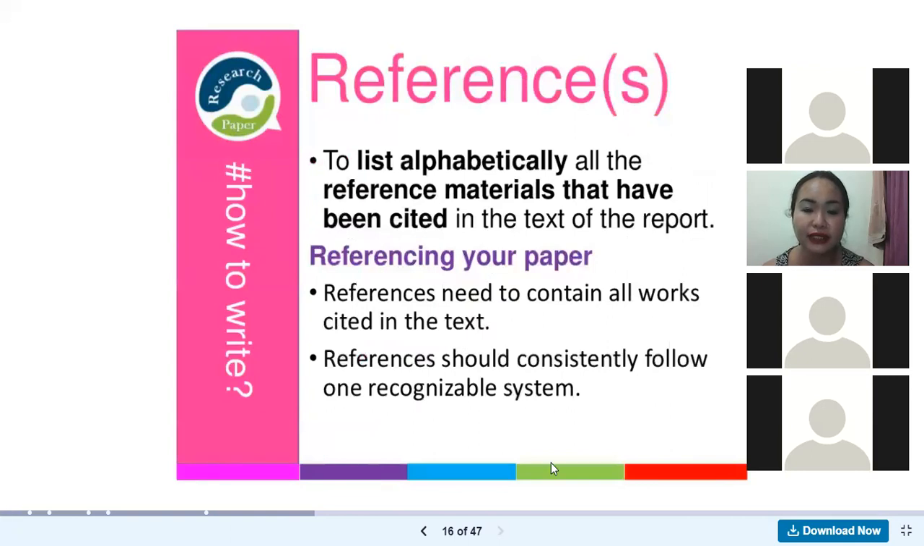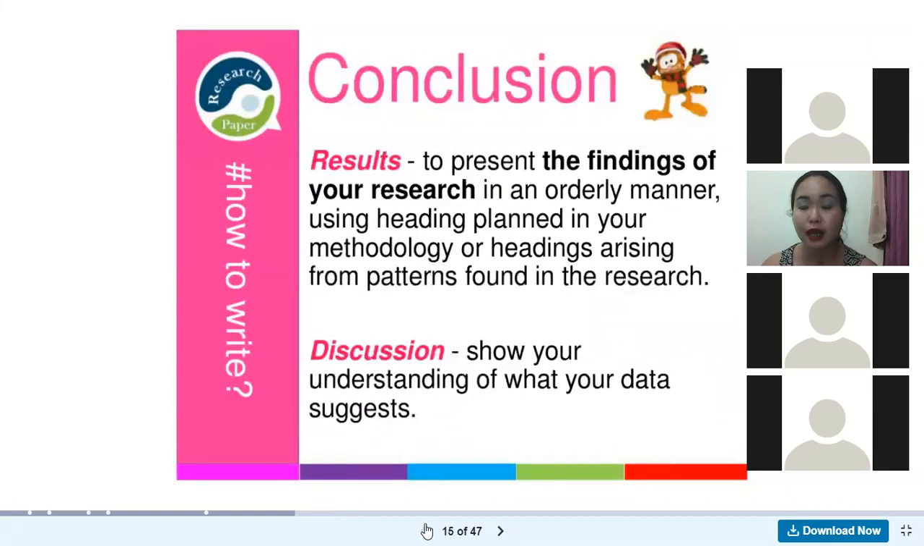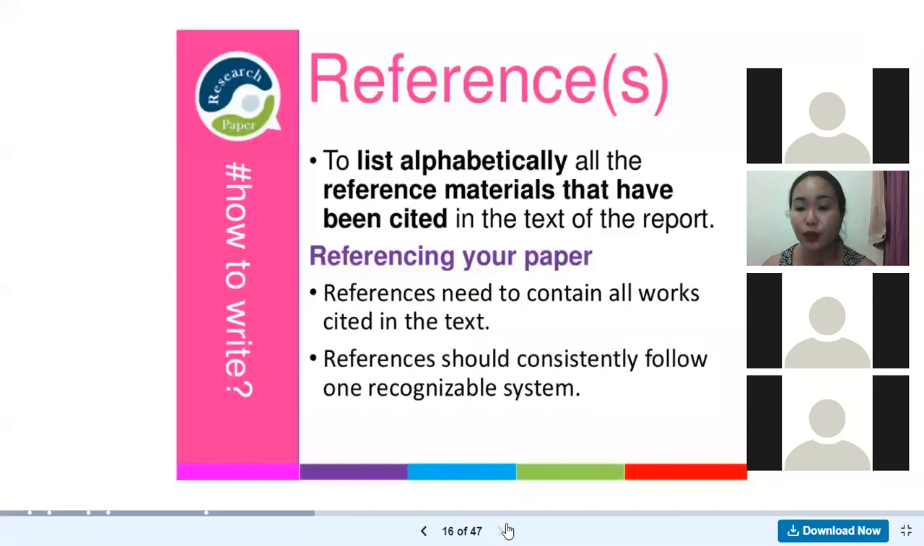And for the references, you are going to list alphabetically all the reference materials that have been cited in the text and vice versa. You cannot list down the reference or the author that you did not mention inside your paper. So how do you do your referencing? References need to contain all works cited in the text, and references should consistently follow one recognizable system. As I have said, there are formats. Just to mention, we have the APA format, the MLA format, but we will discuss that next meeting.